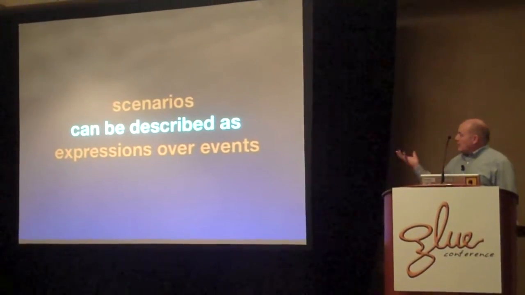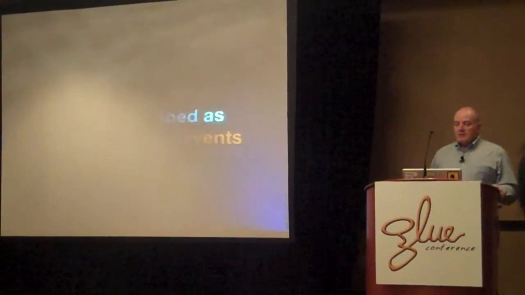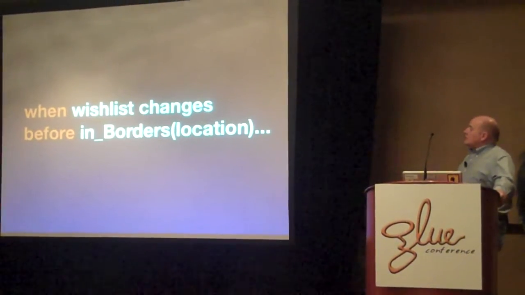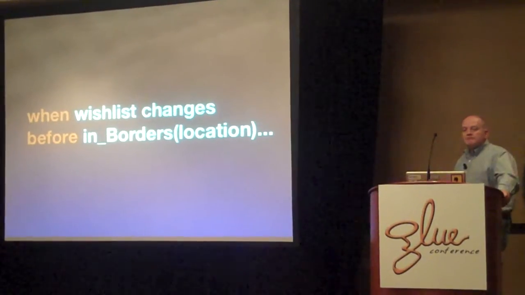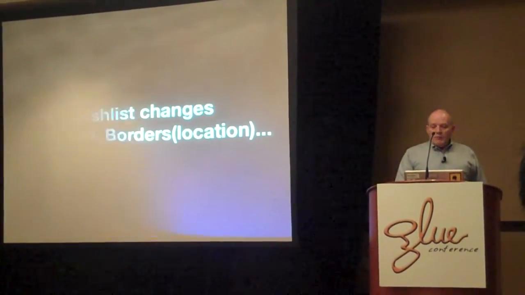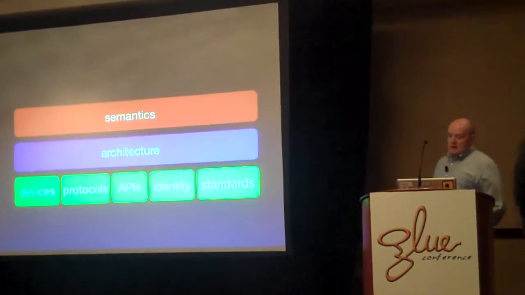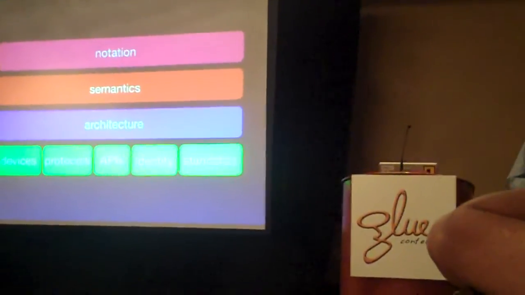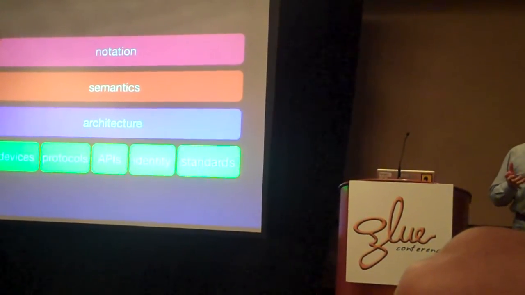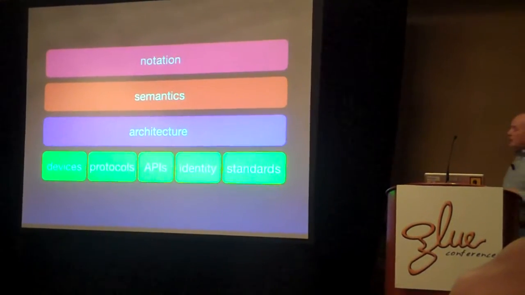So a scenario like that one in Borders could be described as expressions over events. So we could have an expression that looks something like this, for example. When the wish list changes before the user is in Borders, then do something. And what I'm proposing is that on top of this stack, we layer notation. I'm proposing that programming languages ought to do more to help us with this problem, rather than just giving us libraries and a bunch of what, on the web, amounts to primitive glue for putting it all together.